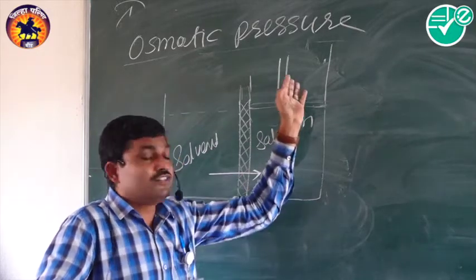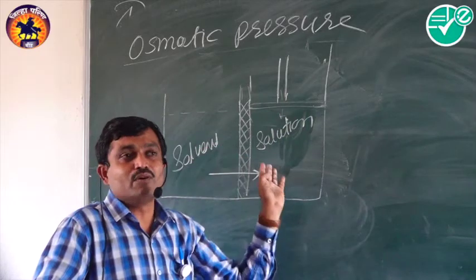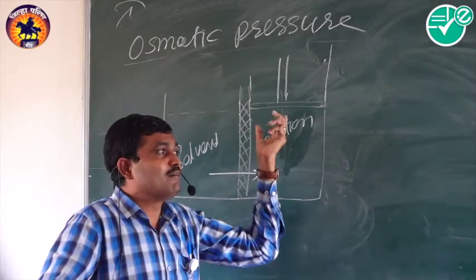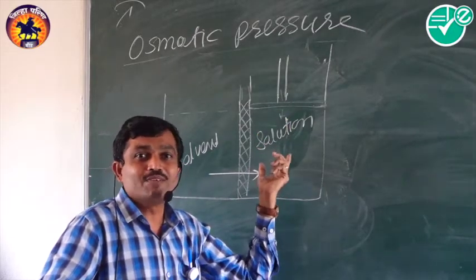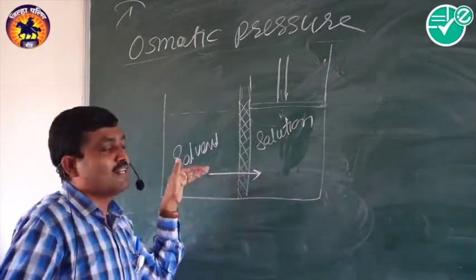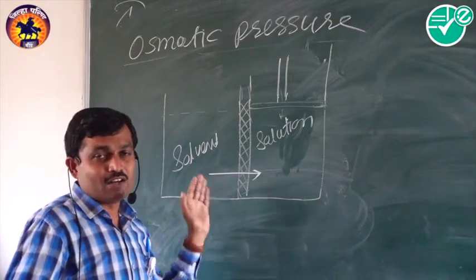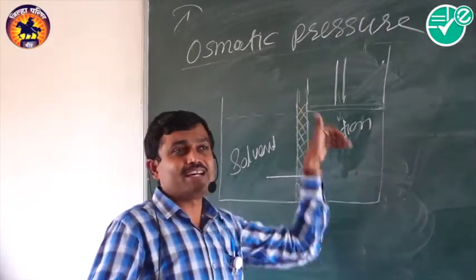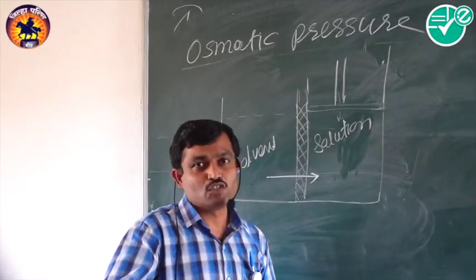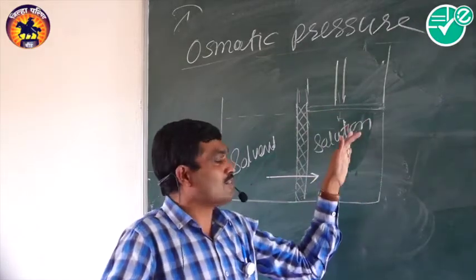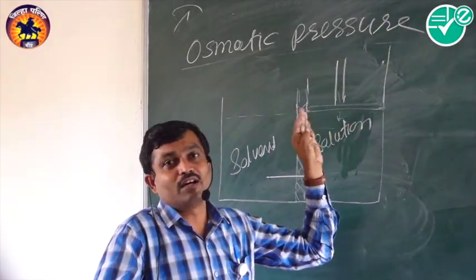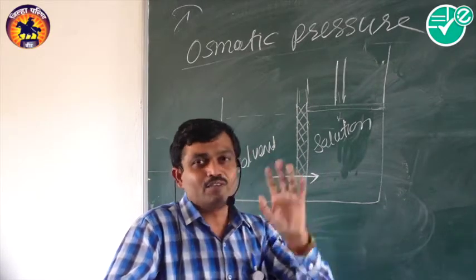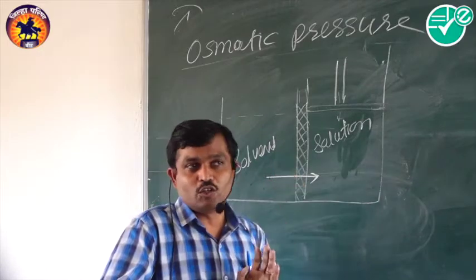This pressure depends upon the number of solute particles added here. The more solute particles added, the greater the flow of solvent from lower concentration to higher concentration, and the greater the pressure required to stop that osmosis. Therefore it depends upon the number of solute particles, and so we say that it is a colligative property.